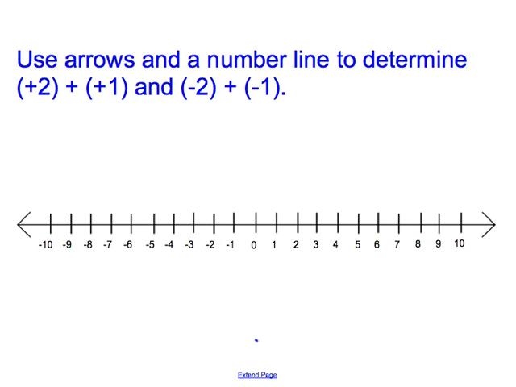All right. So here we have two different problems. I'm going to do one of them on top of the number line and the other one on the bottom.